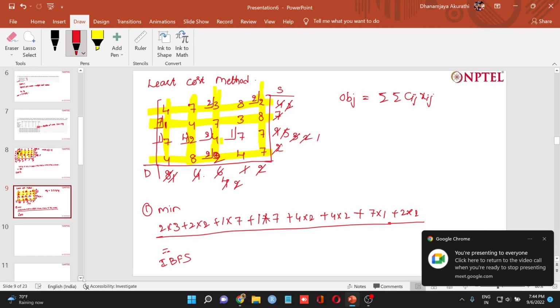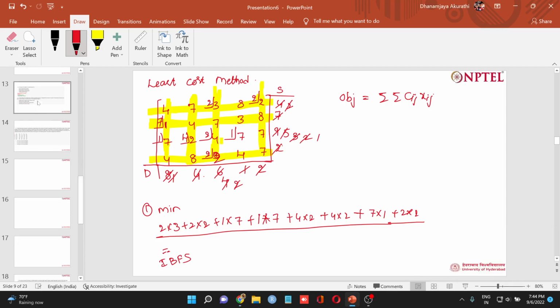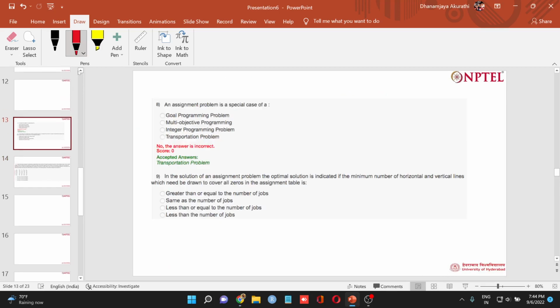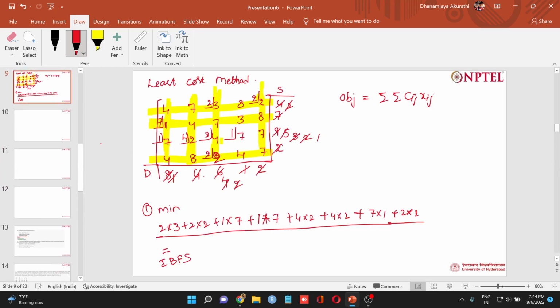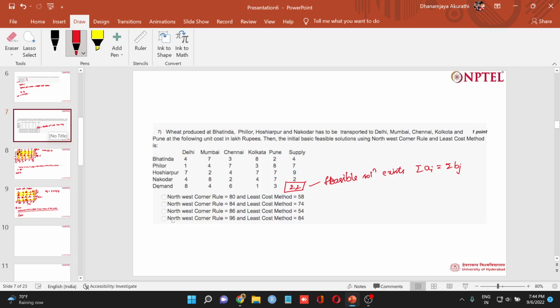Okay, are there any doubts from the least cost entry method? So find out that solution. Then from the given question, just a minute. Here it is. For the northwest corner rule, we found that the solution is 186. So let's cross check it. For the least cost entry method, the solution is 54 or not.